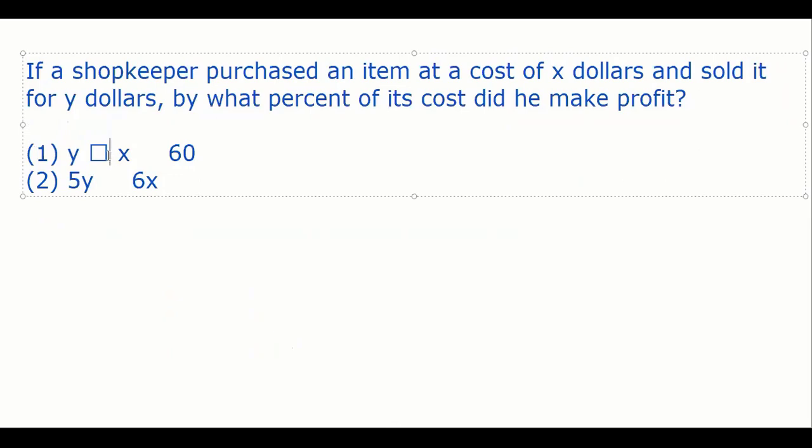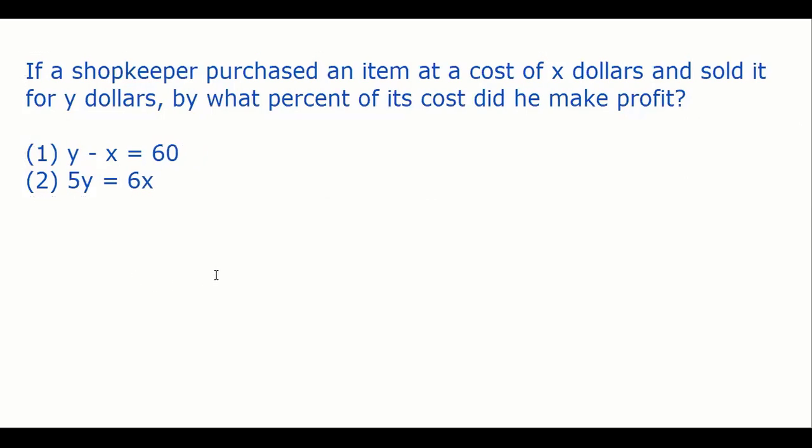First one is y minus x equal to 60. Second is 5y equal to 6x. Tell me now, it's a profit loss question. Tell everybody. If a shopkeeper purchased an item at a cost of X dollars and sold it for Y dollars, by what percent of its cost did he make the profit? Finally, we have to find out the profit percentage. That's it.